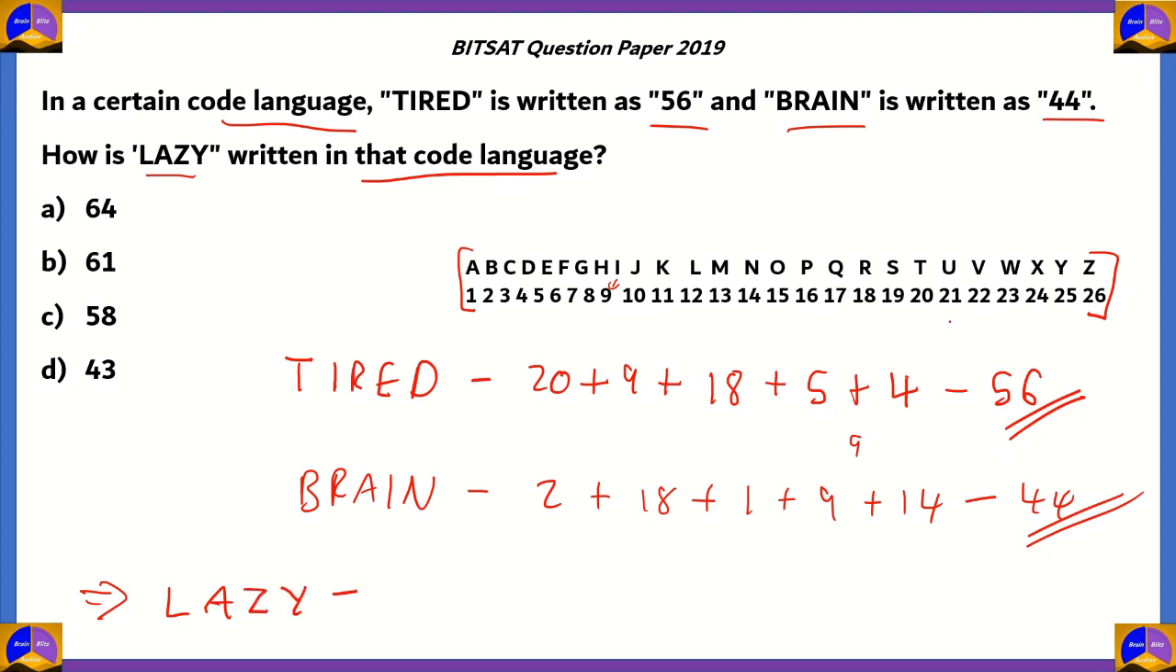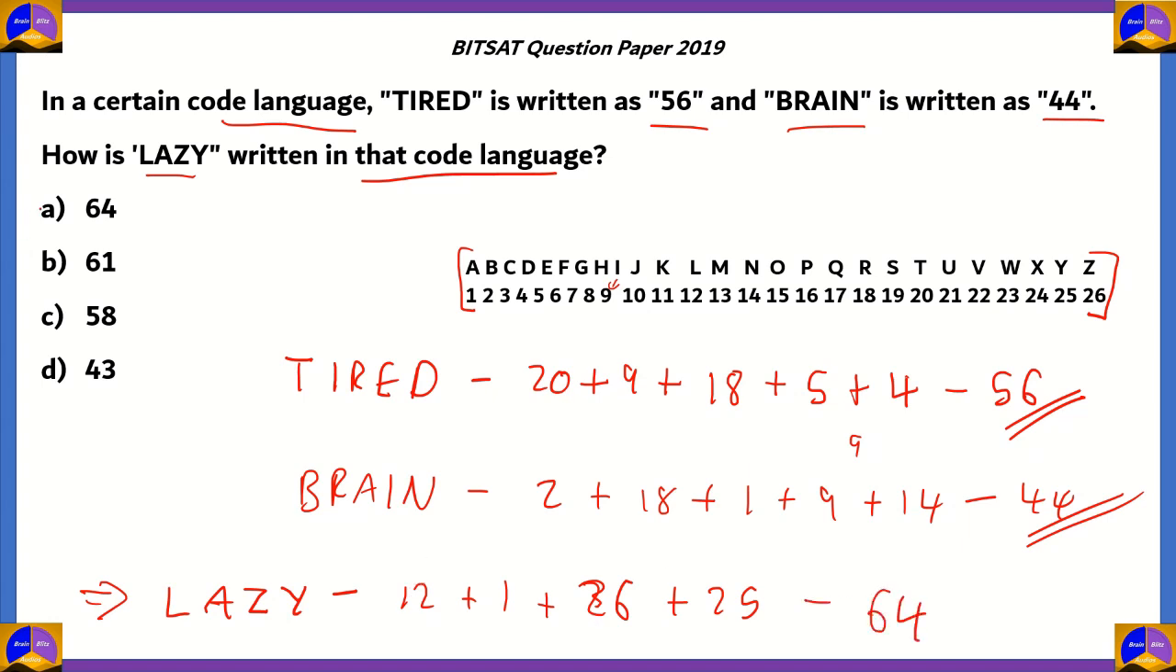First letter is L, that's 12. Second letter is A, that's 1. Third letter is Z, that's 26. And the fourth letter is Y, that's 25. 25 plus 1 is 26. 26 plus 26 is 52. 52 plus 12 gives you 64.